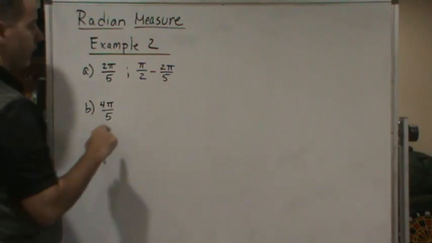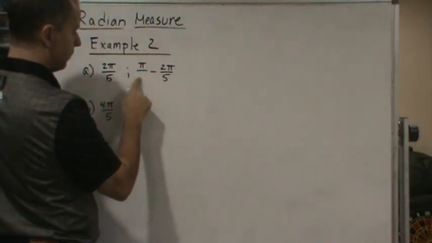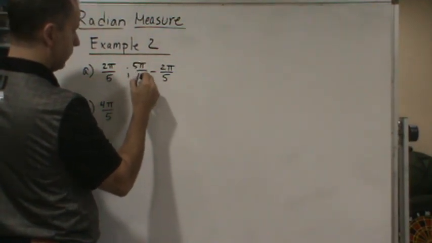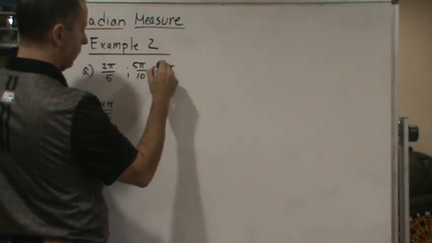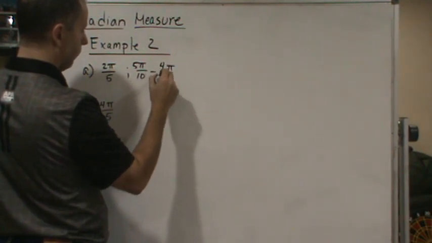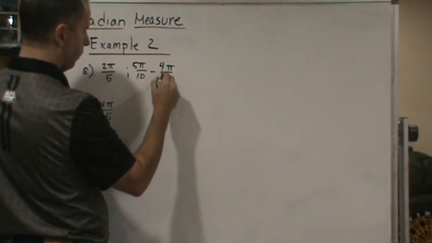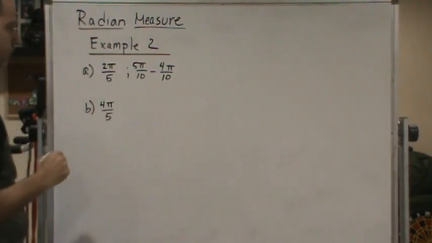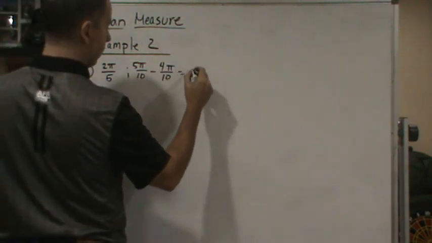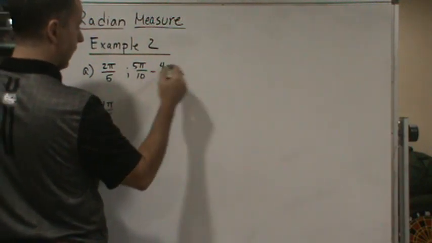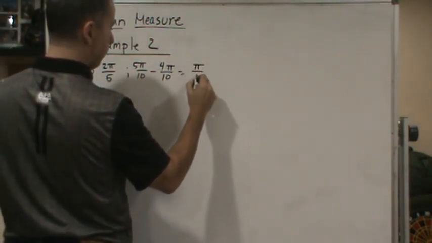Okay, and so what are we going to do? Let's get common denominators here. So this is going to be 5 over 10, and this is going to be 4 over 10, right? And so then the complement of this angle is going to be pi over 10.